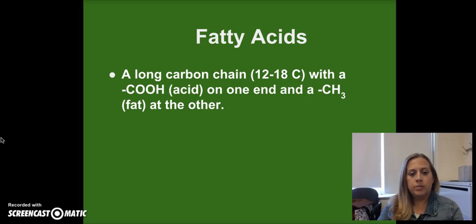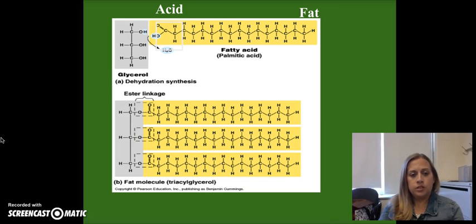Fatty acids are going to be a long carbon chain, anywhere from like 12 to 18 carbons. They're going to have a carboxylic acid group on one end and then a methyl group at the other end. So you can see this right here. You've got your carboxylic acid group right here, you've got your fat group right here. So this is the fatty acid. This is the fat part, that's the acid part, and then it is attached to a glycerol molecule.